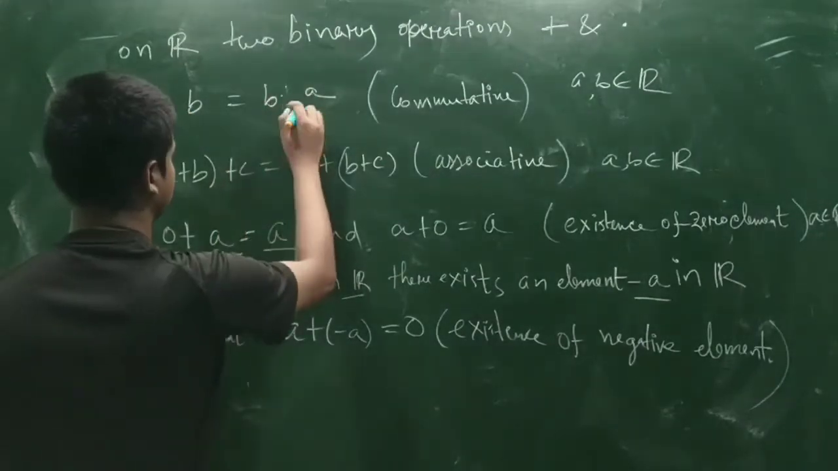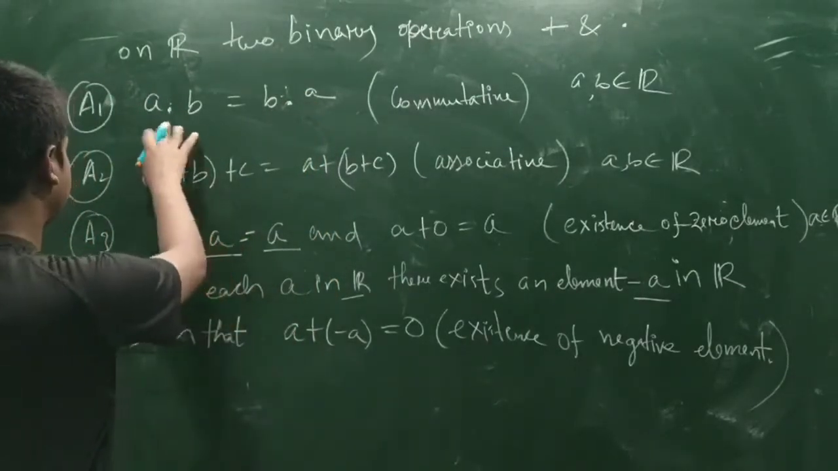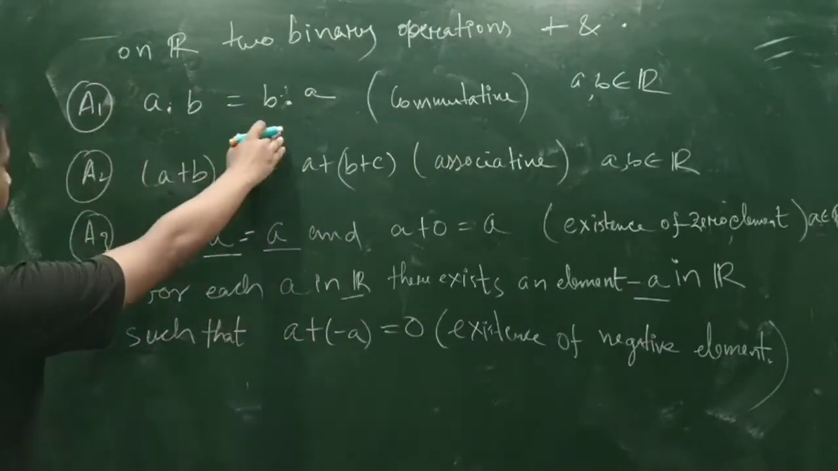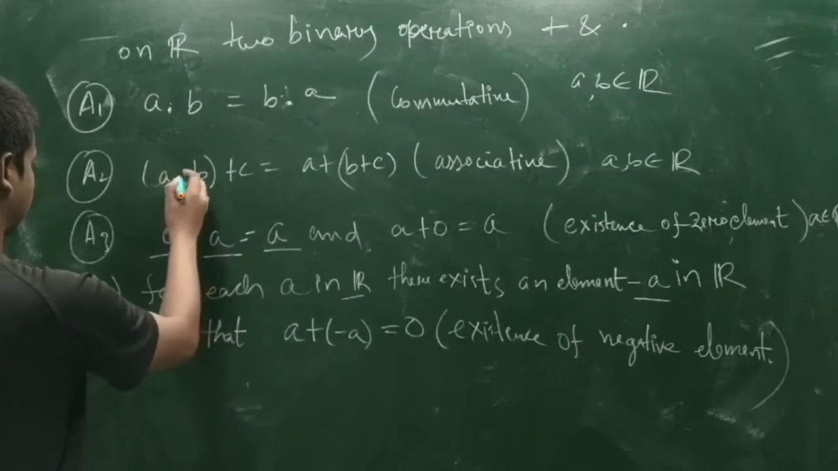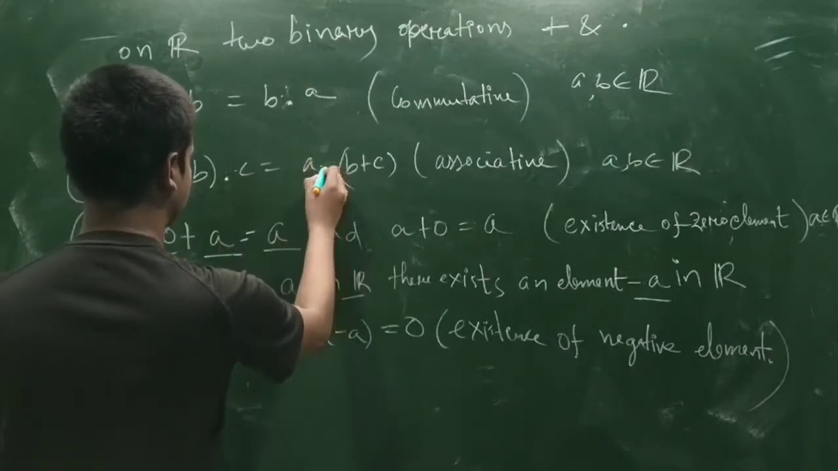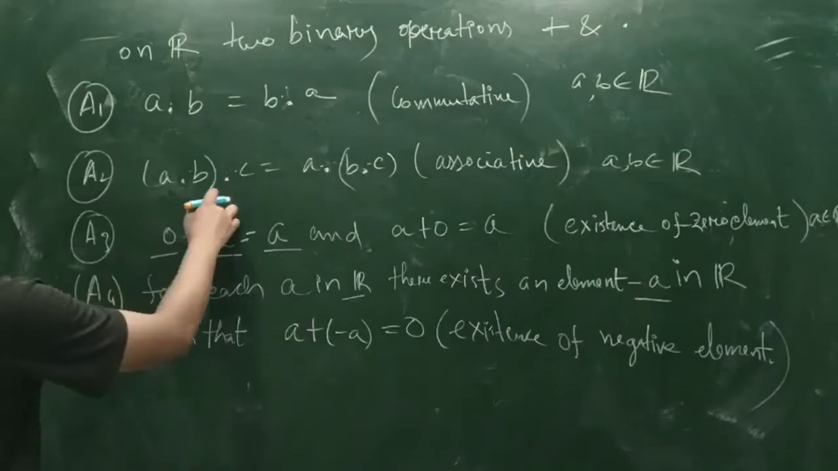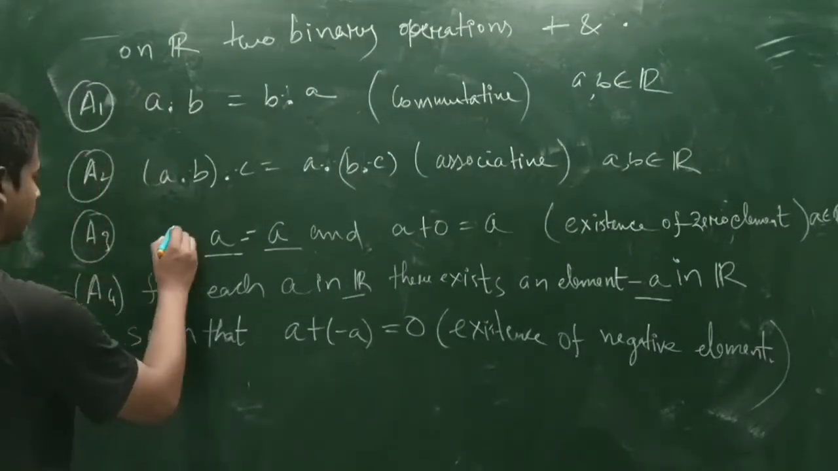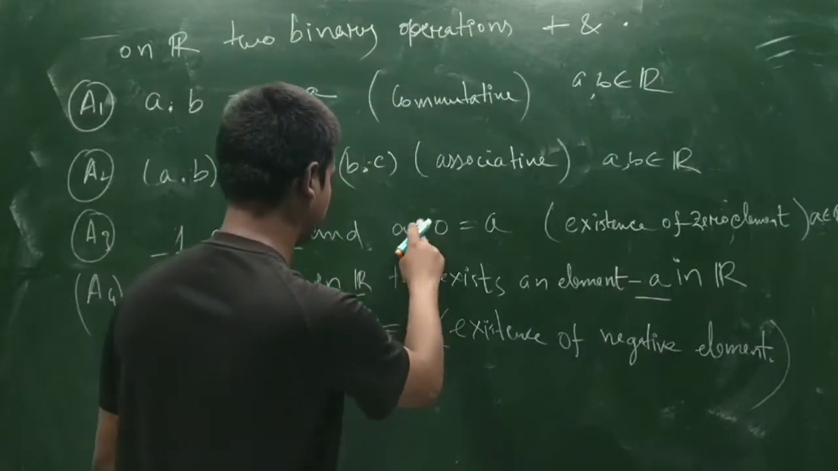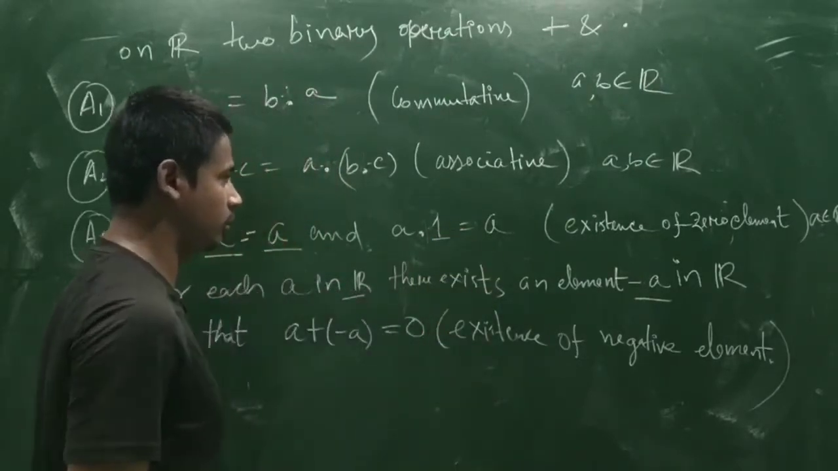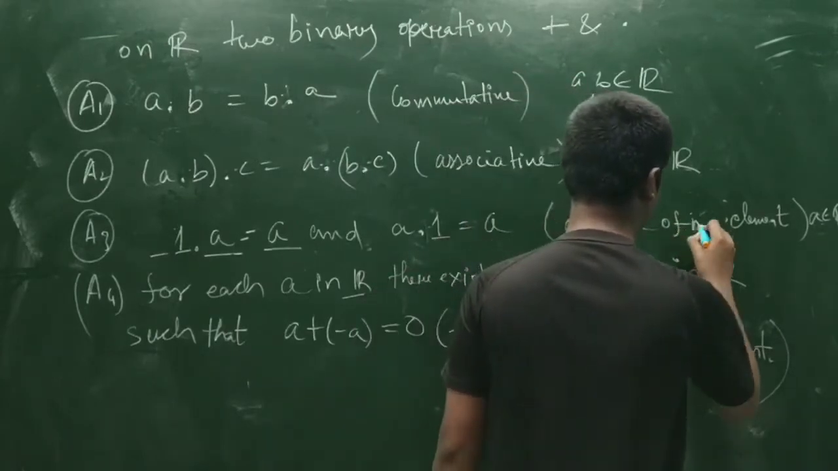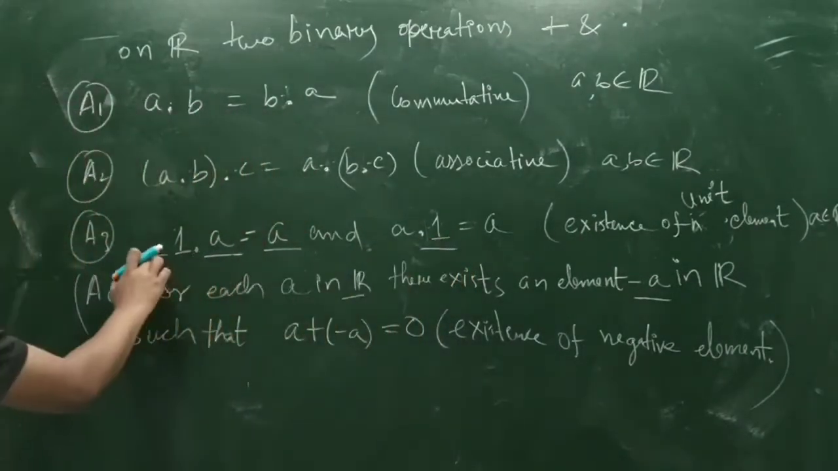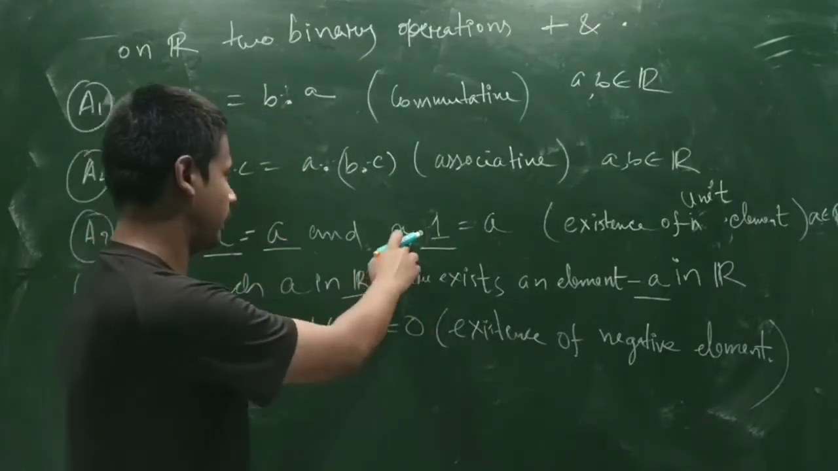So a dot b is b dot a. If you multiply any two numbers a into b, you will get the same answer as b into a. This is again the commutative law for multiplication. And (a dot b) dot c equal to a dot (b dot c). So this is the associative law for multiplication. And here there exists a 1. So 1 into a equal to a, and a into 1 equal to a. So this is the existence of the unit element. So in R, definitely 1 exists, 1 into a equal to a for all a, and similarly a into 1 equal to a.